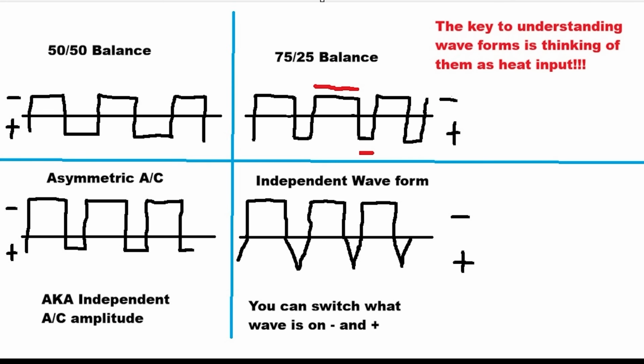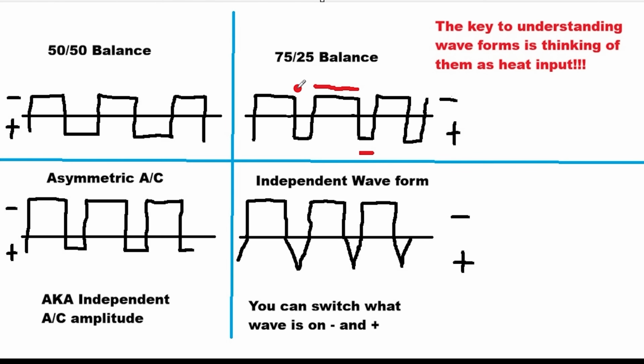So now that you understand the 50-50 balance and the 75-25, we're going to look at what's known as advanced AC. This is a feature that more modern machines have, so your higher-end $2,000-plus machines. I haven't seen this as an option on many things under $2,000, but who knows, maybe you have one. Anyways, you understand the 50-50 and 75-25. These are known as symmetrical AC. They're called symmetrical because the amperage on both sides, the negative and the positive, is equal.